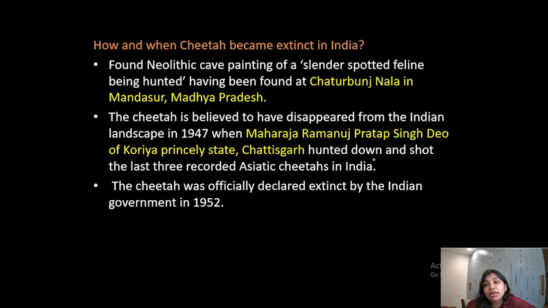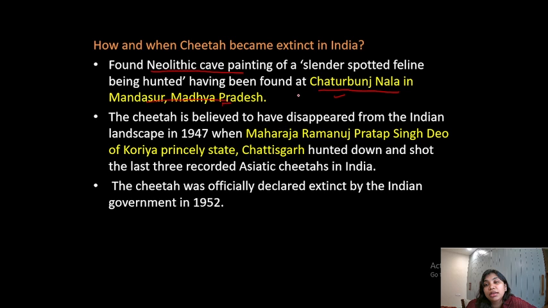What happened to cheetahs in India? When did they become extinct? Here in a Neolithic cave painting we find the cheetah. How and when did the cheetah become extinct in India? If you observe, there is a Neolithic cave painting which shows the cheetah, and this painting is at Chaturbhujnath. It is in Madhya Pradesh.